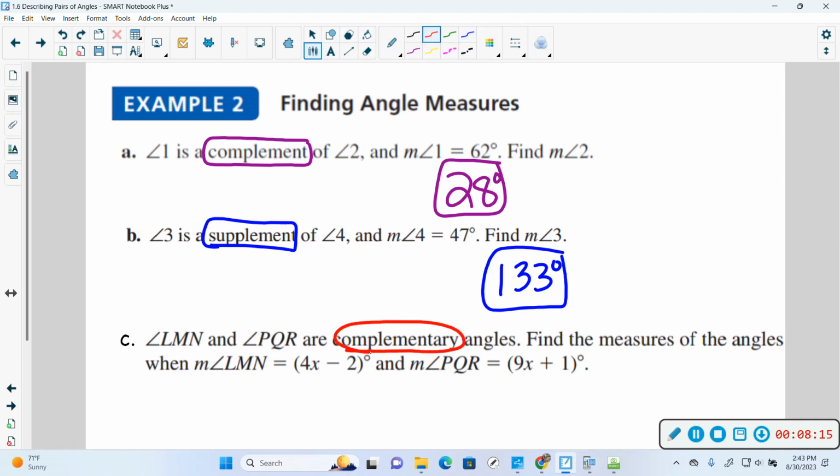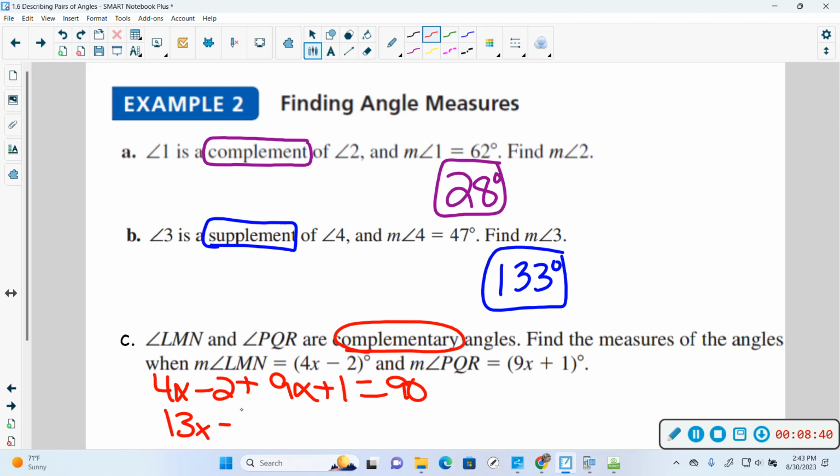Complements. So we're going to add up to 90. But I think we're going to have to do a little bit of work here because, of course, they give you these expressions for the angles. So, okay, all right. So I'm going to add them together. We're going to equal 90 since they're complements. Of course, we can't get away from the algebra. 4x plus 9x, let's total that.